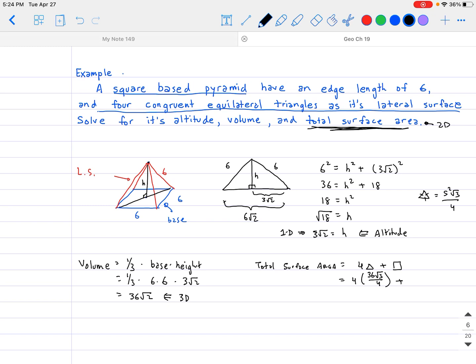Then we are going to add that with the area of the square that's on the bottom. So that looks like it's going to be 6 times 6. So cancel out the 4. So that means we have 36 root 3. And then we have plus 36. And right there, that is going to be my total surface area.